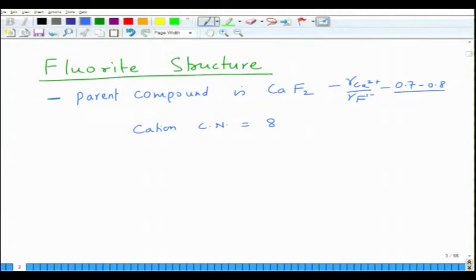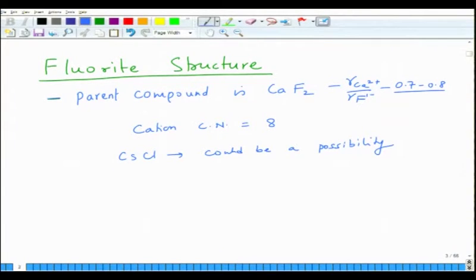We discussed that if the cation coordination number is 8, one possibility is to have a cesium chloride kind of structure, where 8 fluorine atoms will surround 1 calcium atom. However, with that kind of structure, the fluorine will also be surrounded by 8 calcium atoms, which is not possible because of the bond strength check.